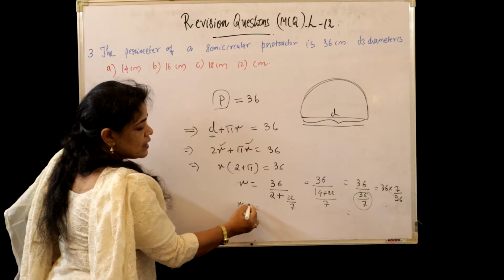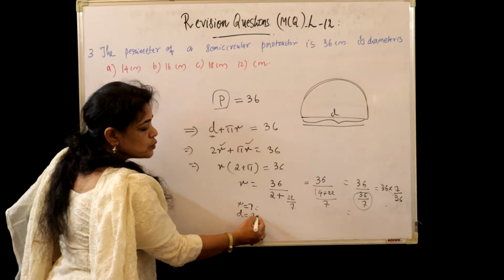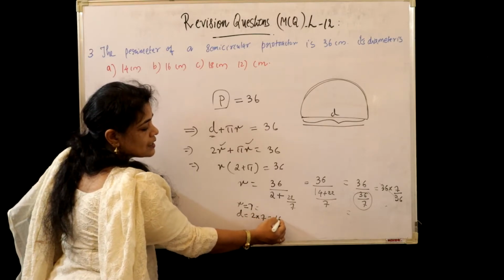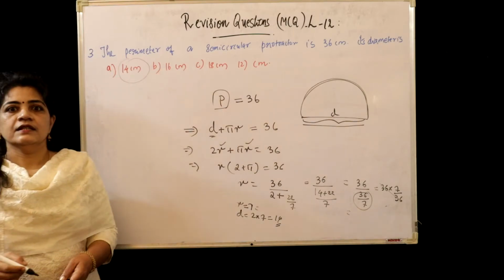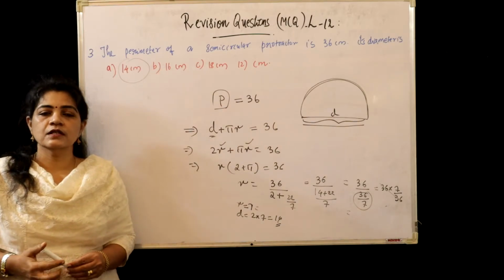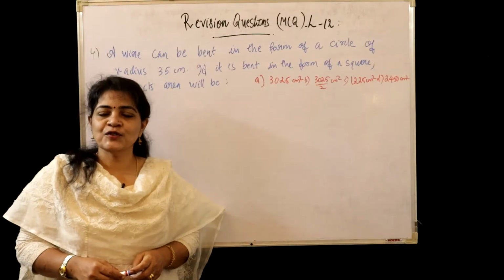Radius is 7. We have been asked to find the diameter. So 2 into 7, 2r, that is 14 centimeter. Yes, first option. That is, 14 centimeter is the diameter of this semicircular protractor. Clear? Now the fourth question.